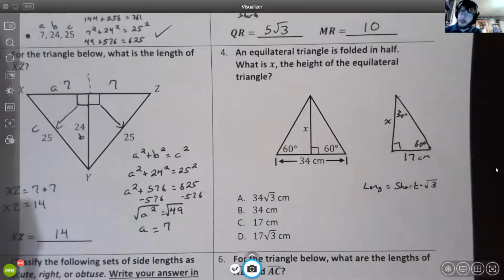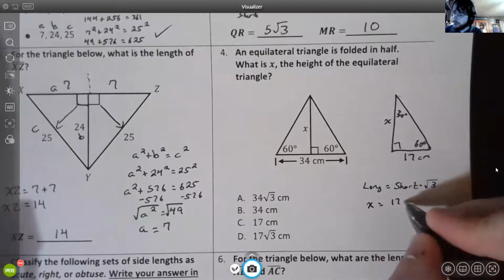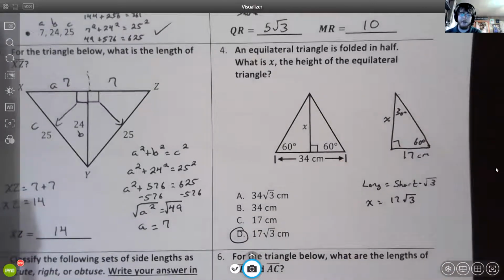X is the long leg. The short leg is 17, and then times root 3. So our answer here would be D.